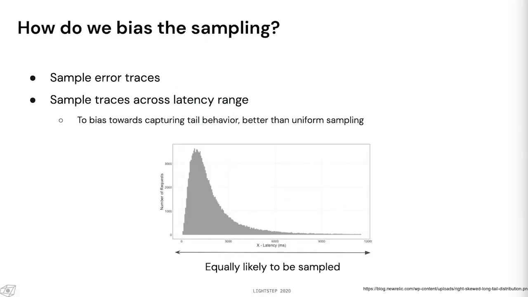So we talked about why we would want to bias sampling earlier, and the next natural question is how do we bias the sampling? So we want to bias towards error traces and traces across the latency region. Usually when you hear the word sampling, you might think about uniform sampling, which is to randomly pick a point that's somewhere along the distribution. But we want to bias towards capturing the tail behavior, and we want to make it so in a distribution that's skewed like this one, we equally likely pick a trace from any point in this distribution.